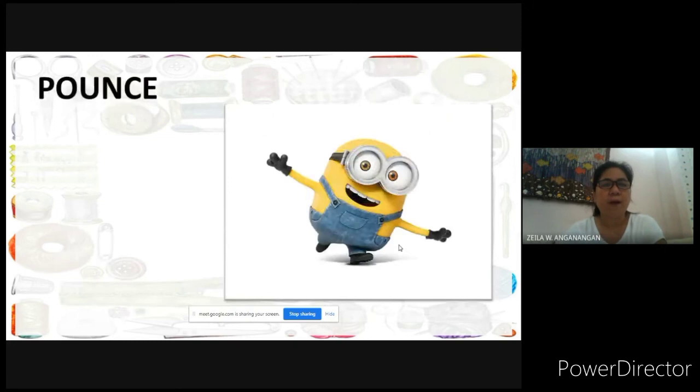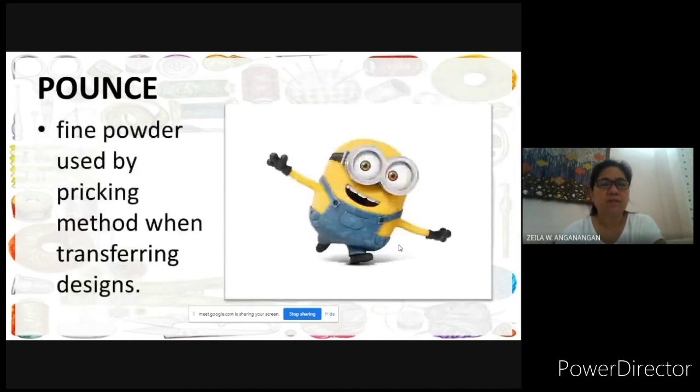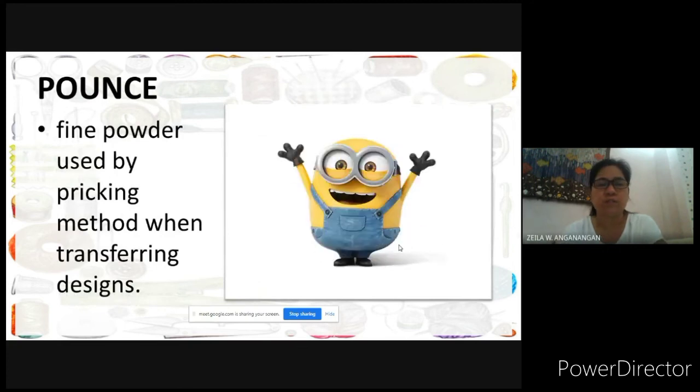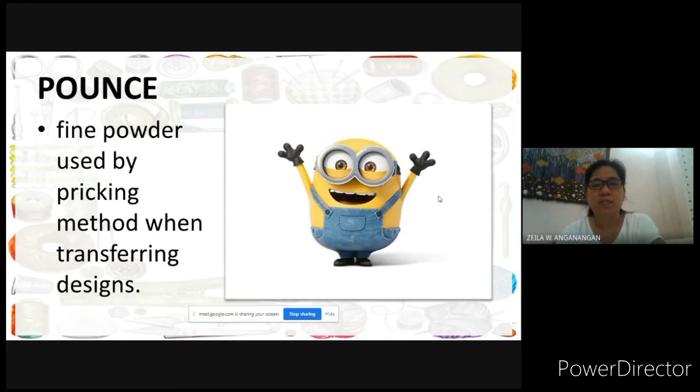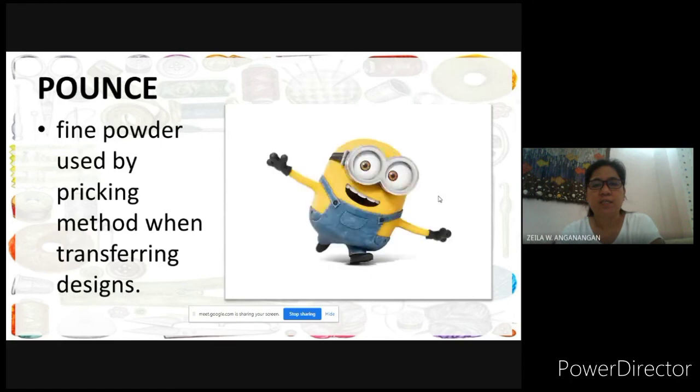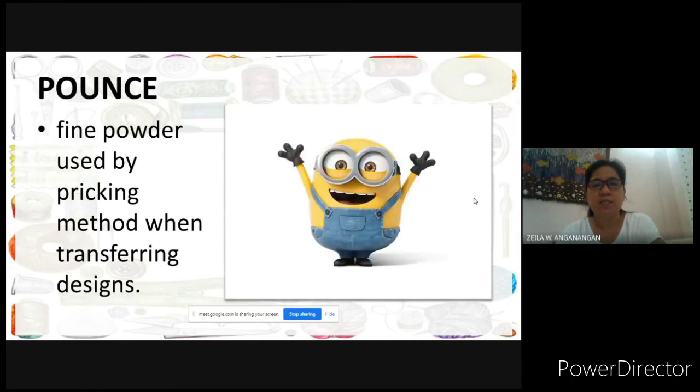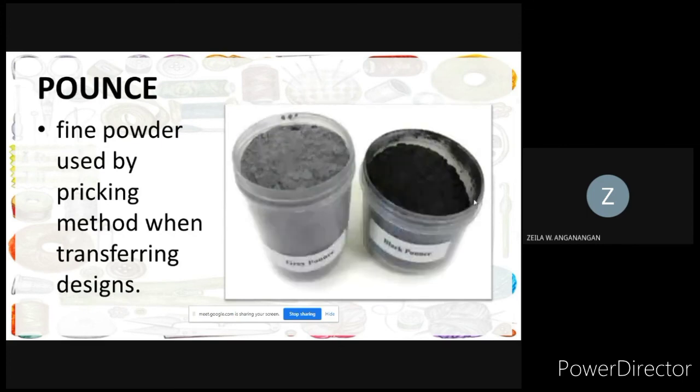Next, the pounce. It is a fine powder used by the flicking method when transferring designs. Okay, minions. Okay, so let's take a look at the pounce. Okay, that's it. These are the pounce.